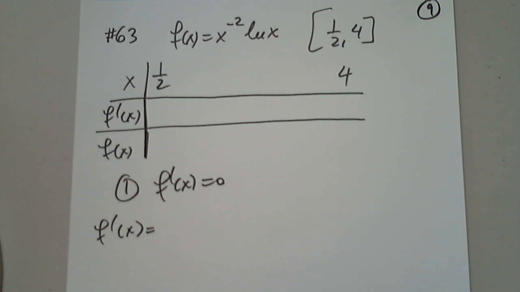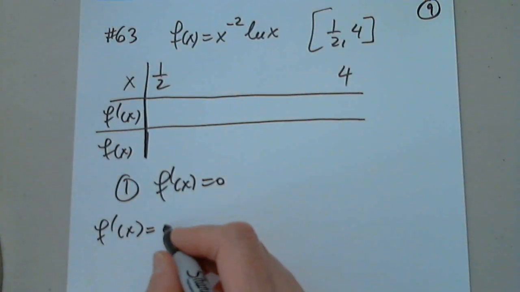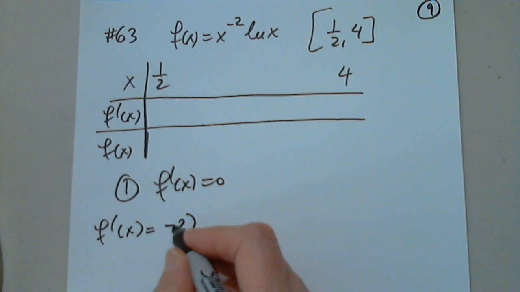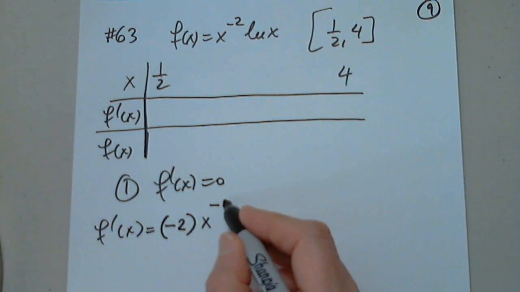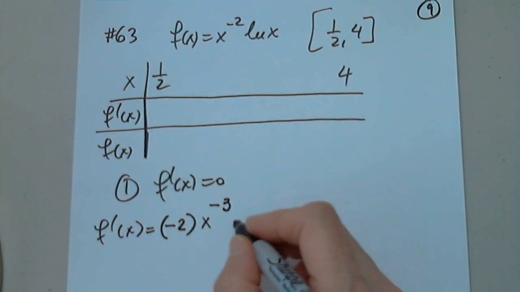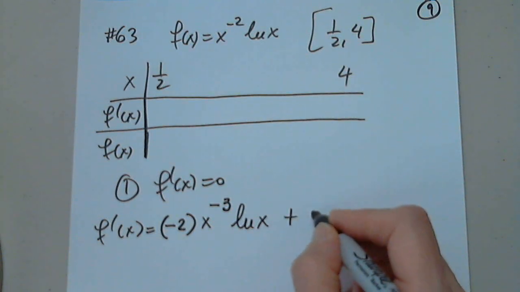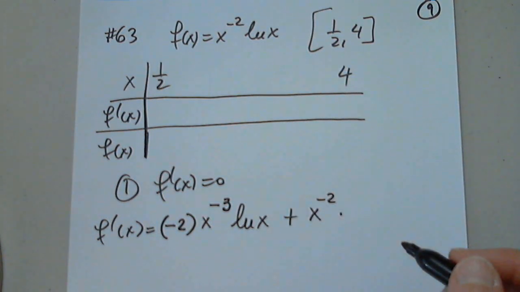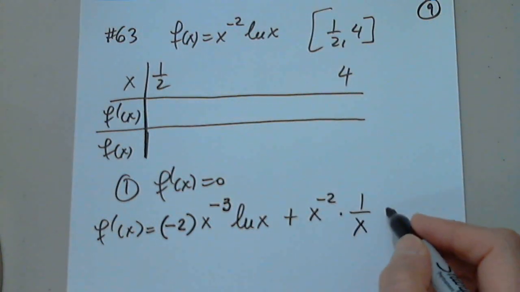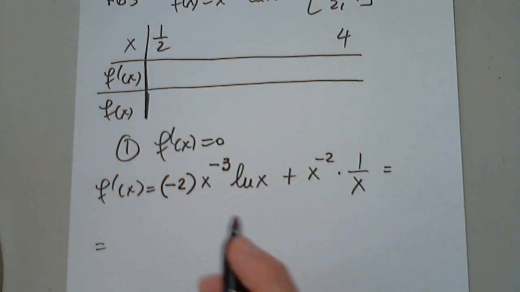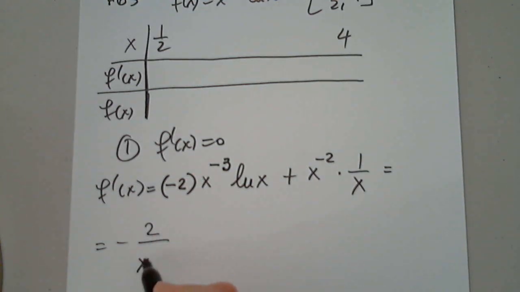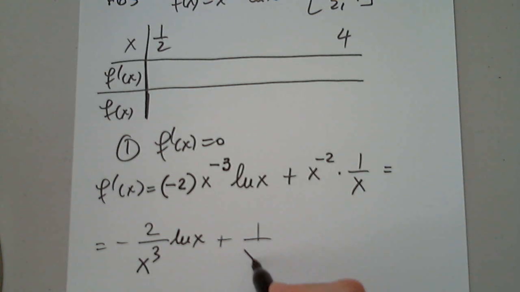So it's going to be the product rule. The first term is negative 2x to the power of negative 3, times ln of x, plus x to the power of negative 2 times 1 over x. Perfect. Another ugly situation, I have to simplify this as much as possible. So I have negative 2 over x to the third natural log x plus 1 over x to the third.